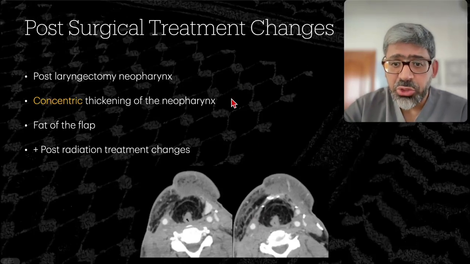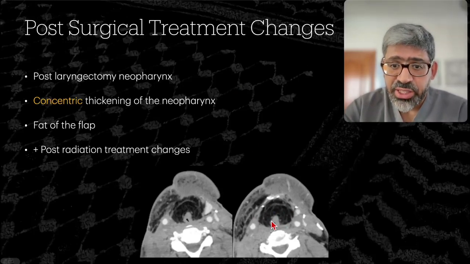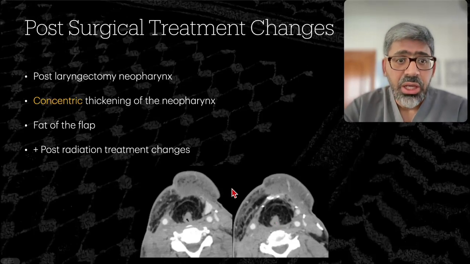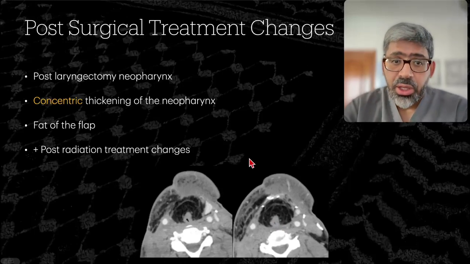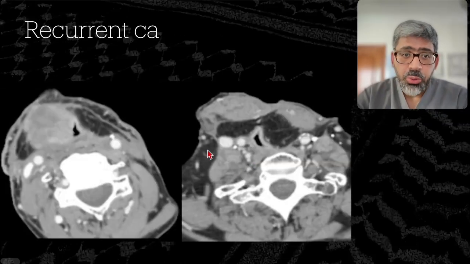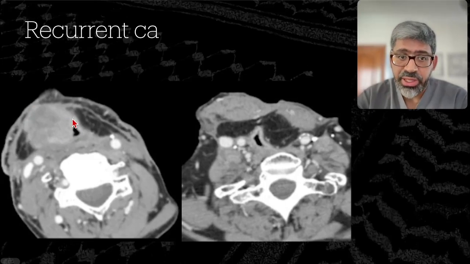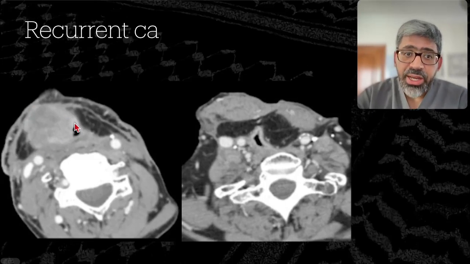This is a post-total laryngectomy. You can see the fat within the flap. You can see the neopharynx. There is usually some concentric thickening of the lining of the neopharynx. This is normal. As opposed to this case where you have an eccentric mass-like lobulated thickening arising from the lining of the neopharynx, and this is a recurrence.